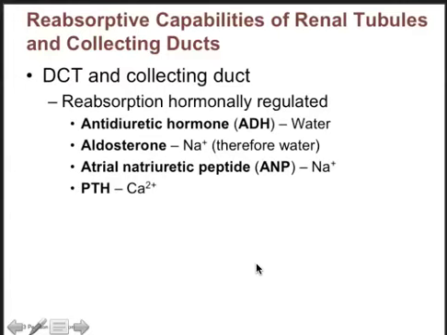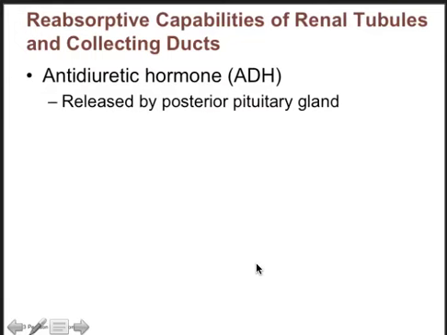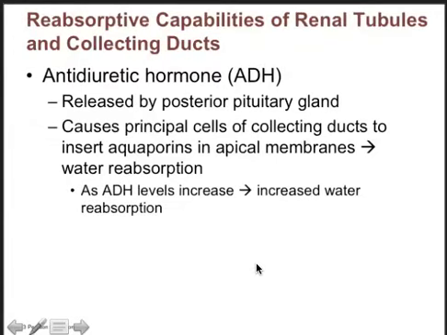Excess secretion of parathyroid hormone results in early onset osteoporosis. Parathyroid hormone also increases reabsorption of calcium from the small intestine. So the net effect is to raise blood calcium levels. Antidiuretic hormone is released by the posterior pituitary, which hangs just under the hypothalamus of the brain via the infundibulum, the little stalk that connects the two. This causes the principal cells of the collecting ducts to insert aquaporins in the apical membranes, and this leads to increased water reabsorption, increased water retention, and as a result, increased blood volume and blood pressure.